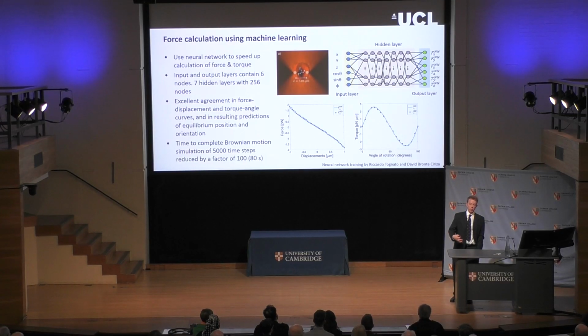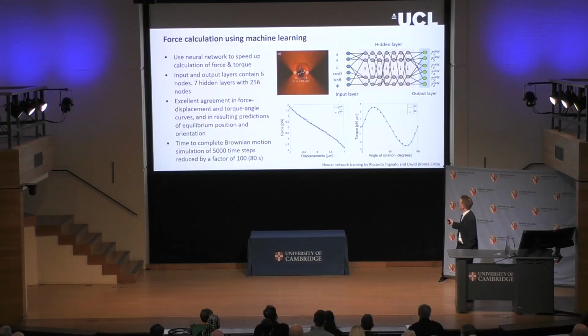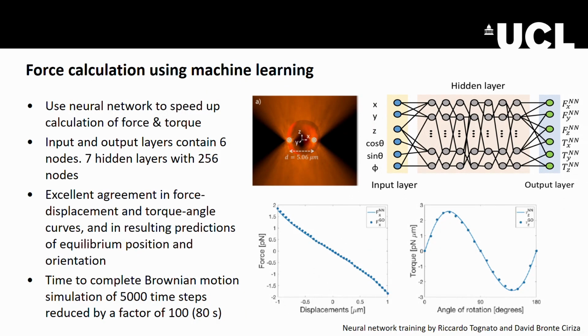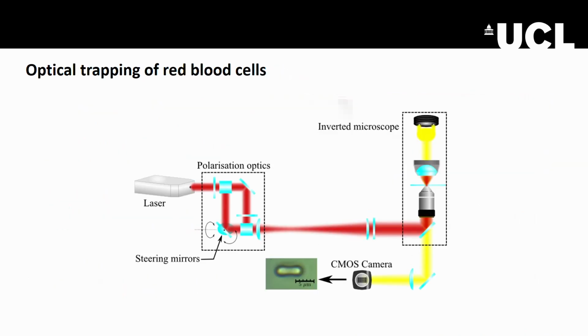Can we train a neural net to calculate the optical forces? Long story short, yes. There's the details of their neural net there. Inputs are basically the position and orientation of the cell. Outputs are the forces and torques. Okay? And the results of the neural net are in excellent agreement with actually doing the ray trace from scratch, with the advantage that it's 100 times faster. This allows us to do live Brownian motion simulations of the cell.